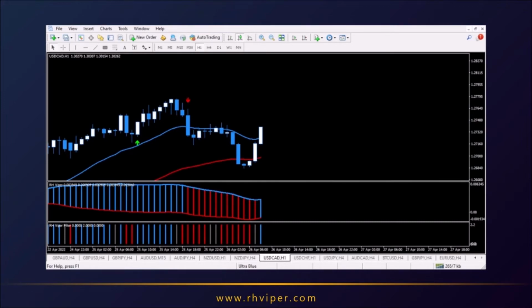at a long trade. So we got exactly what we were looking for. We've got that green arrow showing up underneath this signal candle, and this is a signal candle. This candle has closed. This next candle is opened. So on this signal candle, we've got that green arrow. It is closed above the blue moving average. This RHViper histogram is blue, and the RHViper filter is also blue.